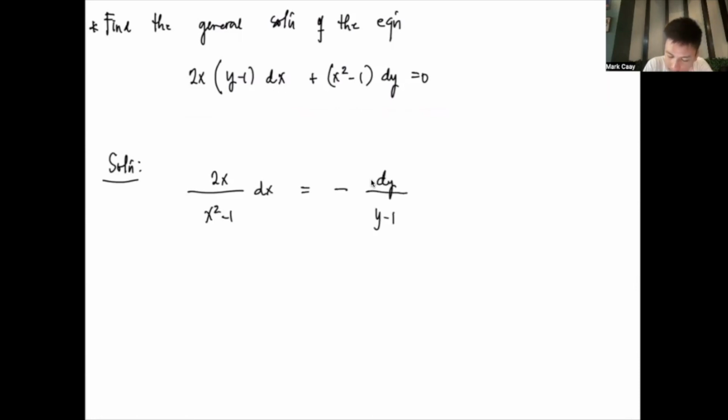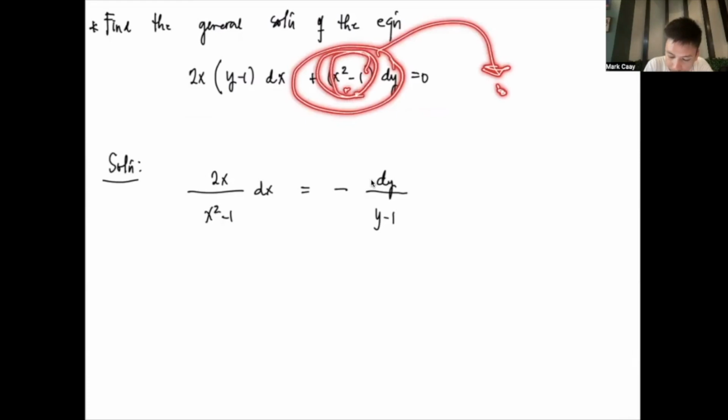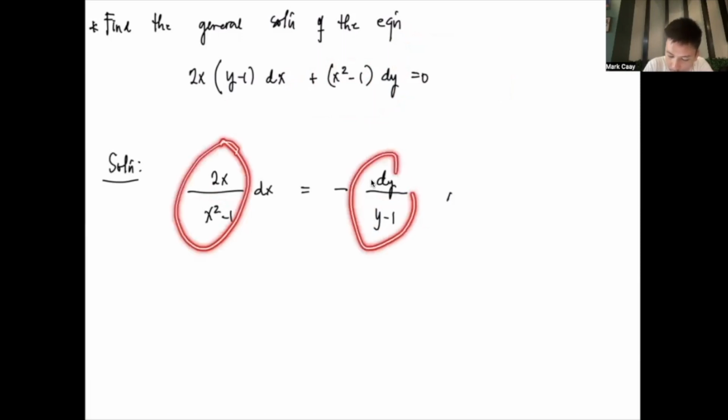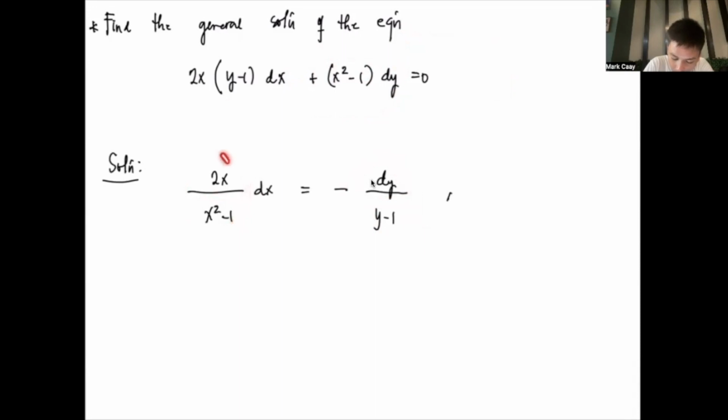Right? So this one, I moved to the other side, so it becomes negative. And then I divide both sides by x squared minus 1, so there will be a denominator here. And I also divide both sides by y minus 1, so there will also be a denominator here. In this case, you have 2x over x squared minus 1 and 1 over y minus 1. They are continuous when x is not equal to plus or minus 1 and y is not equal to 1.